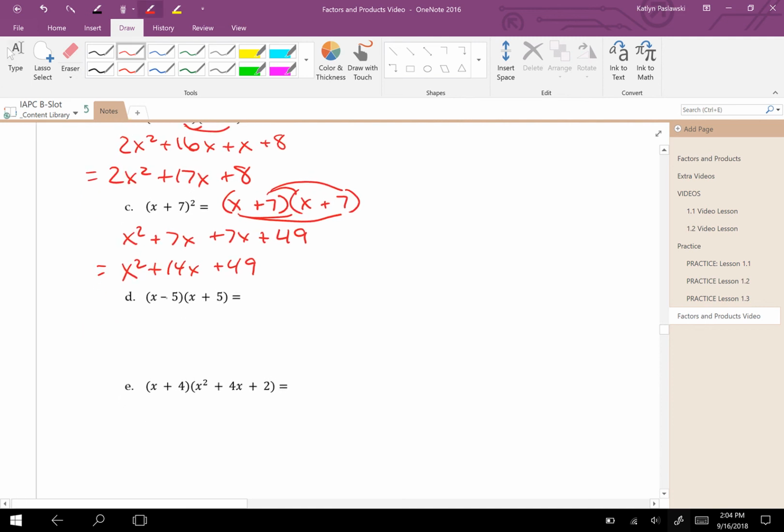Continuing on for D, x times x is x squared. X times 5 is positive 5x. Negative 5 multiplied by x is negative 5x. And negative 5 multiplied by 5 is negative 25. Plus 5 minus 5 cancel, so we're left with x squared minus 25.